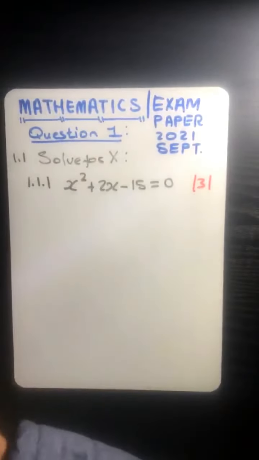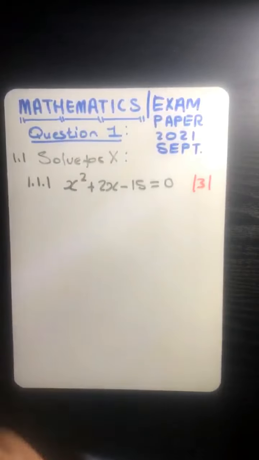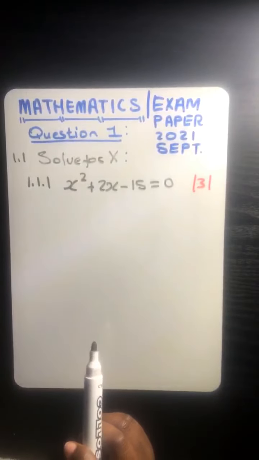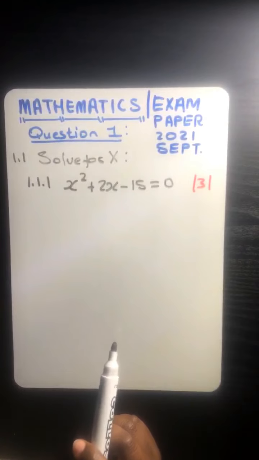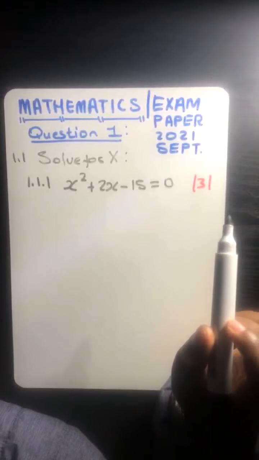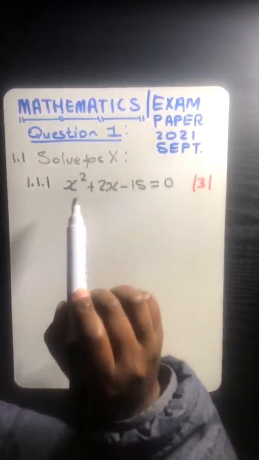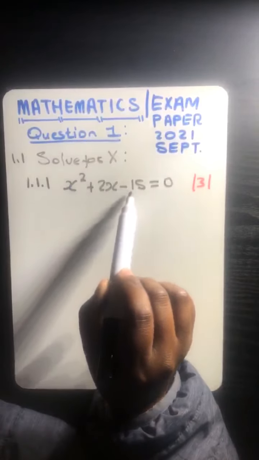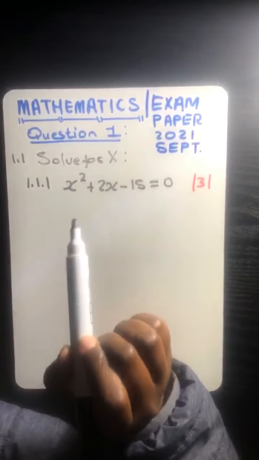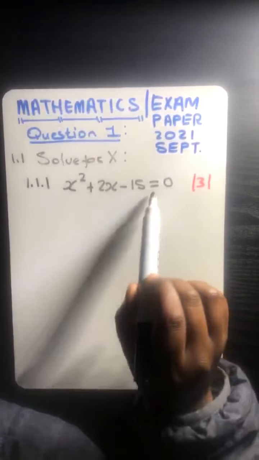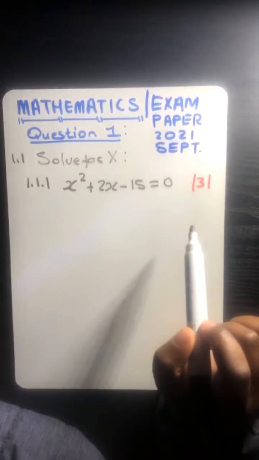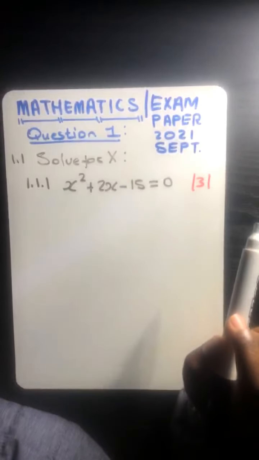For questions which are allocated 3 marks, don't stress that much. They should be straightforward questions. So let's try to do a bit of an interpretation of what we're having over there. We can see they're saying x squared plus 2x minus 15 is equals to 0. This is an equation because I see an equal sign over there. And it's a quadratic equation because I'm able to see a power of 2 over there, which means it has to be written in the standard form.